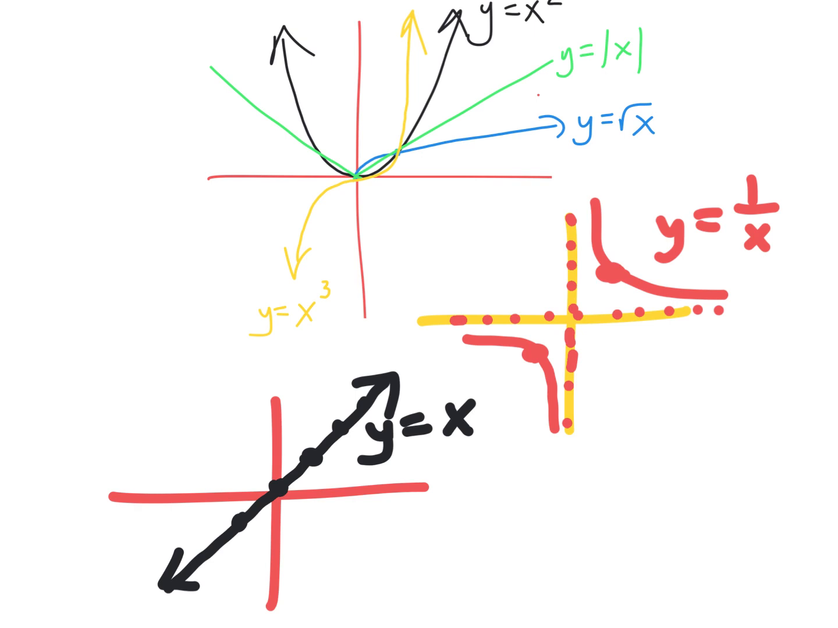Okay, so there's 1, 2, 3, 4, 5, 6 graphs that are parent graphs. You know how many there actually are? Probably infinite. You know how many are important? 12. Those are 6 of the 12 big functions. You really only learned 6 more functions in all of high school. These are 6 of them that you should know.